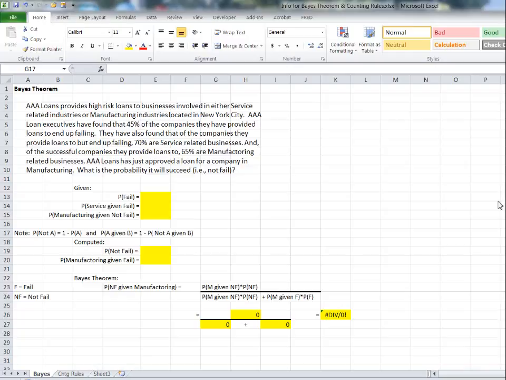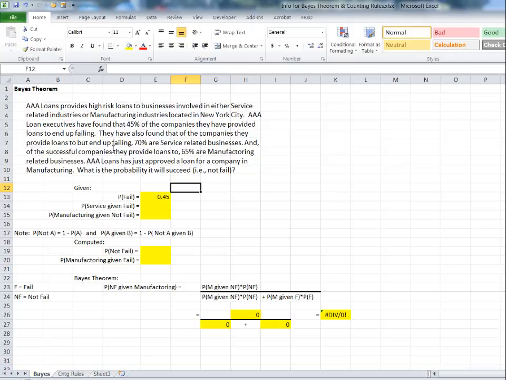We have a loan company that provides high-risk loans. They have found that 45% of the companies they have provided loans to end up failing. So that's looking at all the companies that they have provided loans to. So 45% end up failing. So we'll just plug in 45% right there, because that's what that statement is essentially doing for us here, probability of failure.